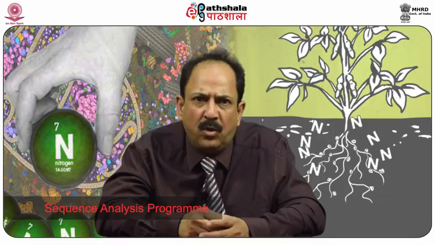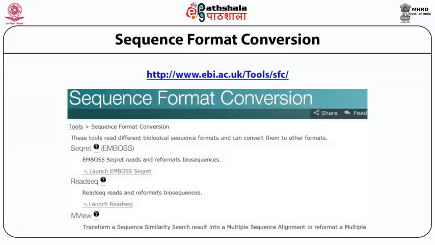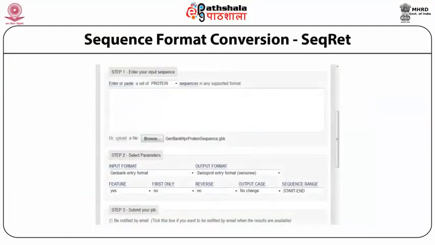After downloading the data in the format of the data provider, user can convert this sequence format into any other sequence format for use in other sequence analysis programs. In this last section of the module, you will learn sequence format conversion. To convert a sequence format, go to Sequence Format Converters at EBI and choose to launch EMBOSS Seqret. Follow the 3 steps on the appearing browser window.